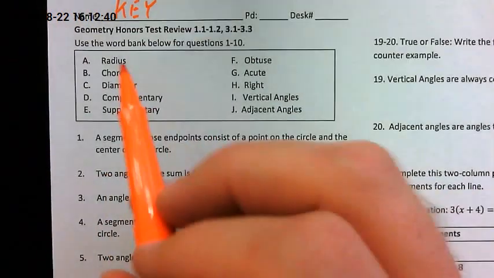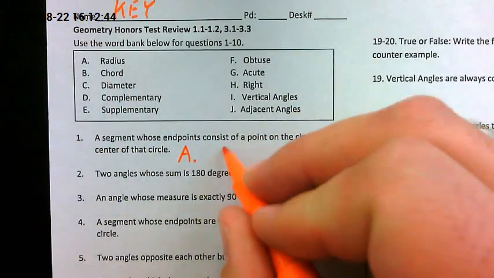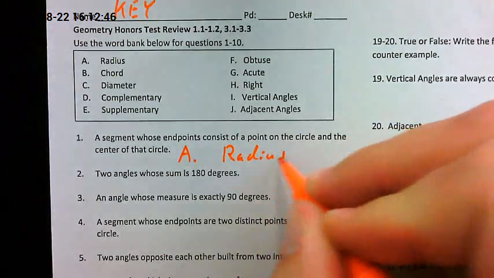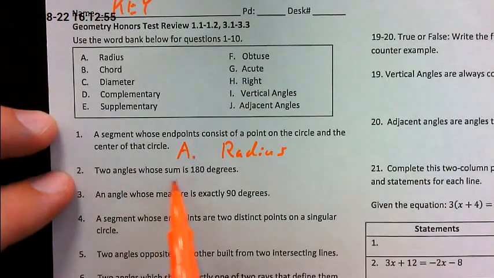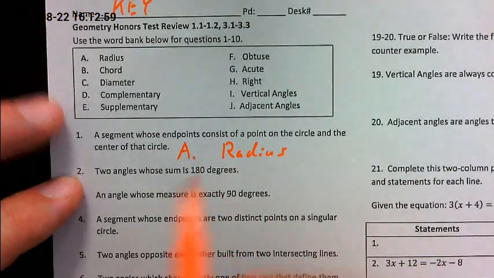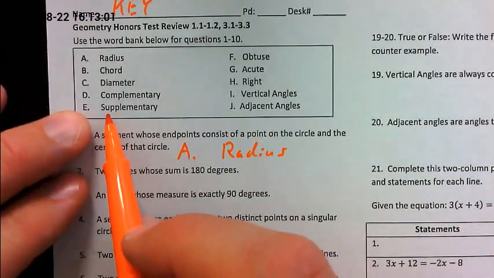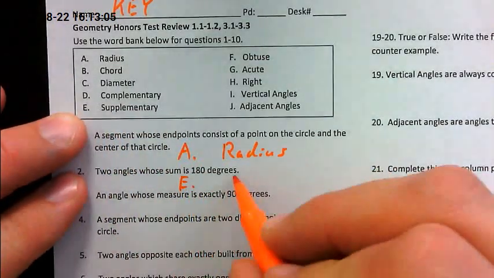of the circle. So that's referring to a radius. A radius, so that would be A, and it's a radius. Again, a radius has an endpoint on the circle and then one on the center. Two angles whose sum is 180 degrees. So when we add two angles and it equals 180, that's supplementary. So that's going to be E.